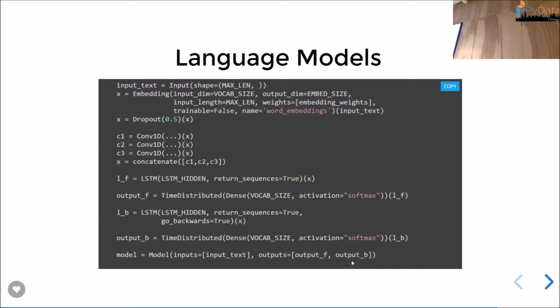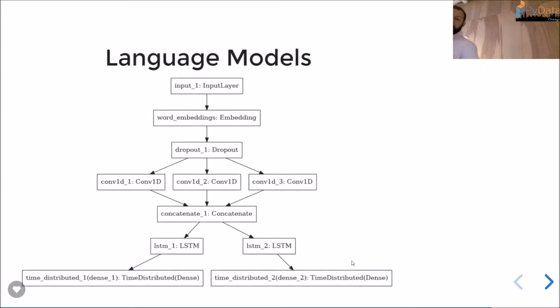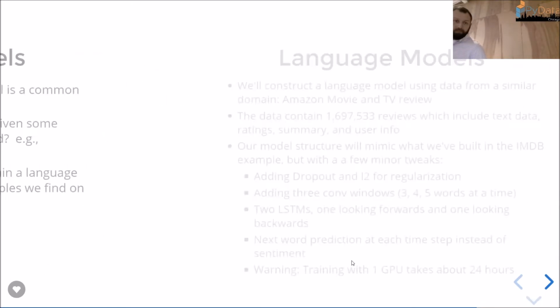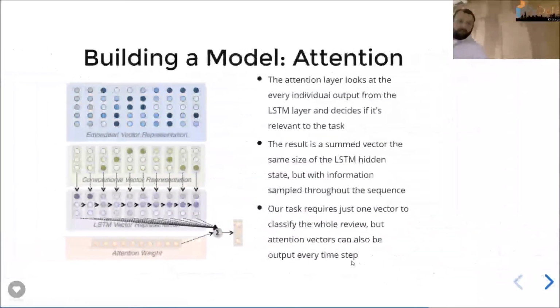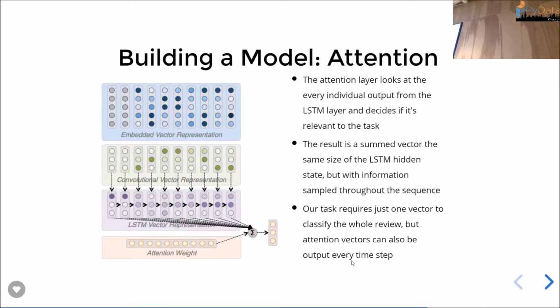Time distributed. Yeah, that's a way to cheat. Instead of creating a dense for this one, a dense for this one, a dense for this one, and a dense for this one, it creates a dense for all of those in one. So it's just predicting the next word.